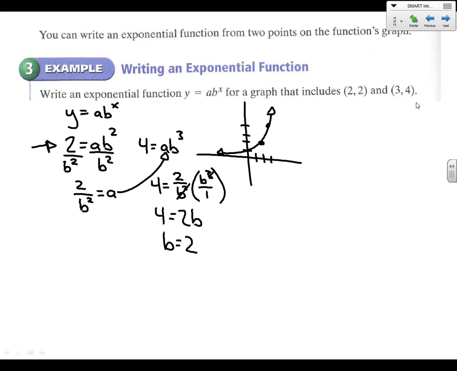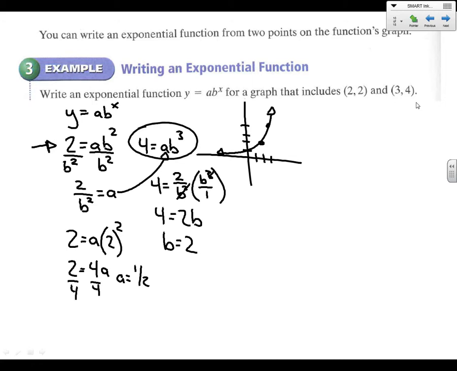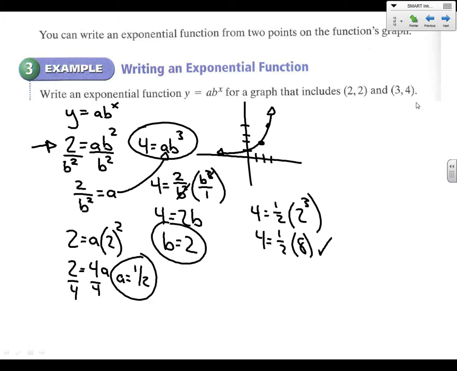We can plug it into this one. 2 equals a, but now we know what b is. B is 2 squared, and so let's check this. 2 equals a times 2 squared, which is 4, and 2 divided by 4 is a half. So a equals a half, and let's go ahead and check it for our other equation over here. 4 equals a times 2 to the 3rd power. All right, let's check it. 4 equals 1/2. 2 cubed is 8. Is half of 8 4? Yes, it is. So it checks out. So a equals a half. B equals 2.